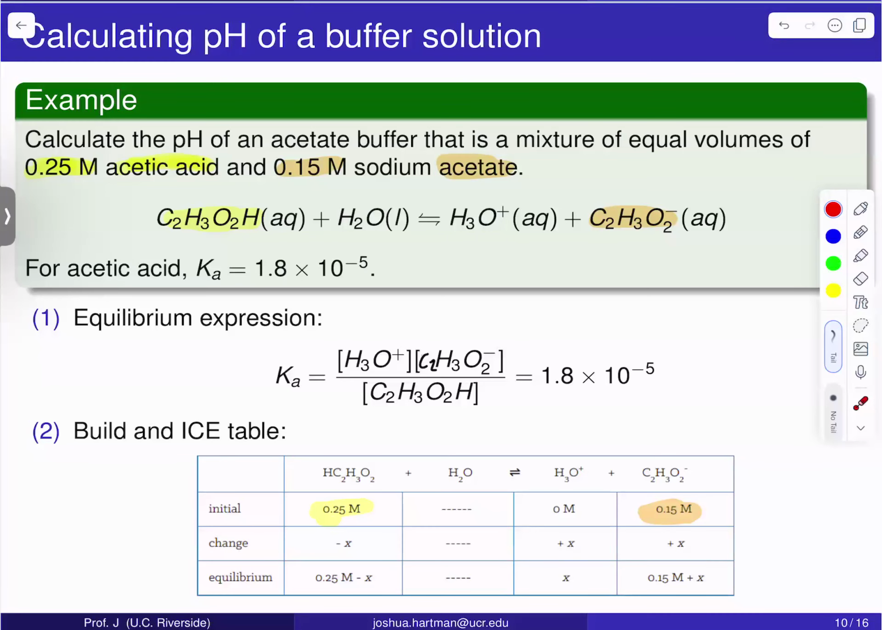So let's go ahead and jump in and work on an example problem here. In this example, we're going to calculate the pH of an acetate buffer that is a mixture of equal volumes of 0.25 molar acetic acid and 0.15 molar acetate. So acetic acid, in the presence of water in this aqueous solution, will dissociate to form hydronium ion and C2H3O2 minus, so acetate anion. And so there's an equilibrium constant associated with this dissociation.